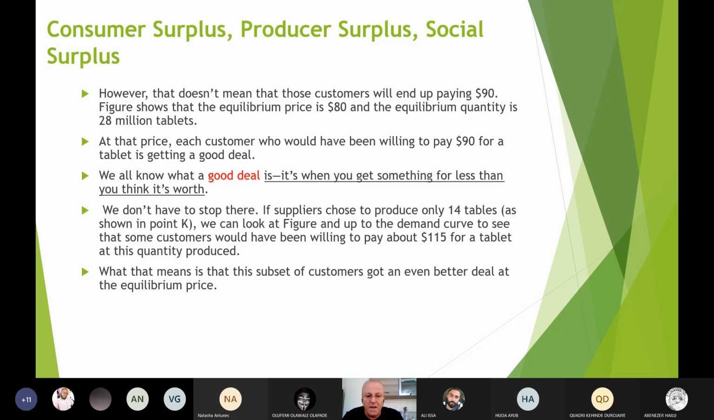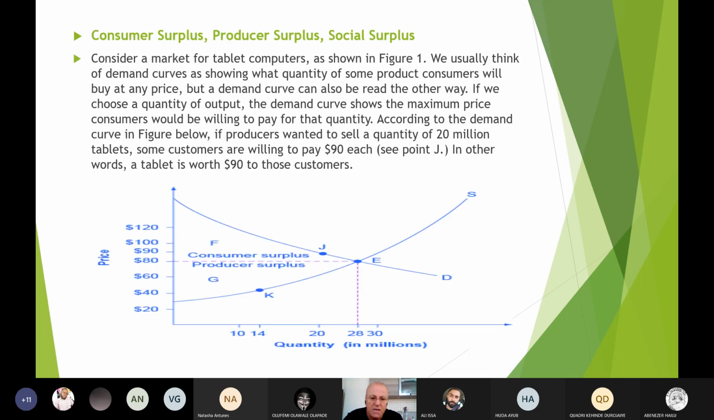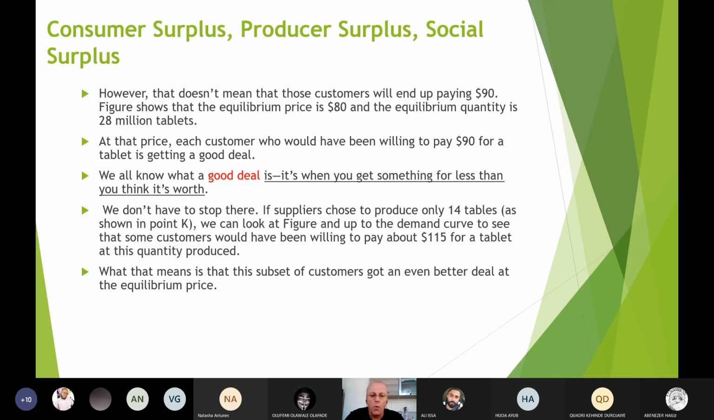We don't have to stop there. If suppliers choose to produce only 14 tablets, as illustrated at point K on the graph, which is a very small quantity, at $40, that is not the desired level for the supplier. As you see here, now the supply side is suffering and the demand is very high, and it is not acceptable. Therefore, we can't afford such a position where the supply is very low and demand is very high.